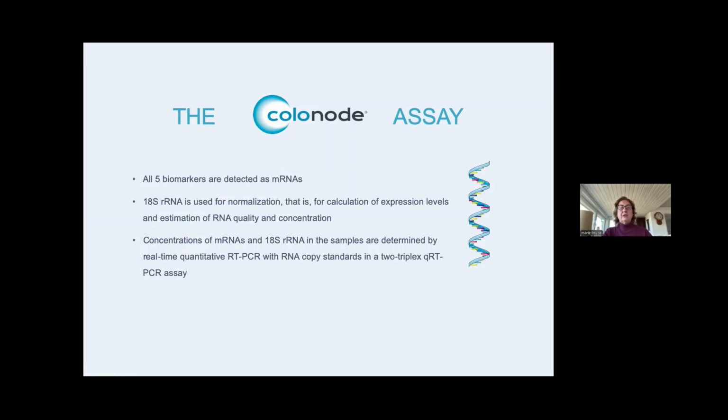All 5 biomarkers are detected as mRNAs. The 18S rRNA is used for normalization, that is for calculation of expression levels and for estimation of RNA quality and concentration. Concentrations of mRNAs and 18S rRNA in the samples are detected by real-time quantitative RT-PCR with RNA copy standards in a 2-triplex qRT-PCR assay.